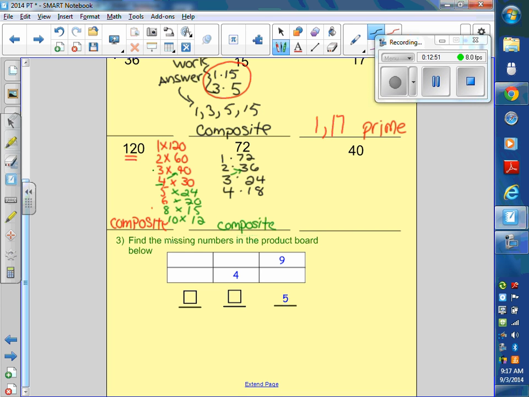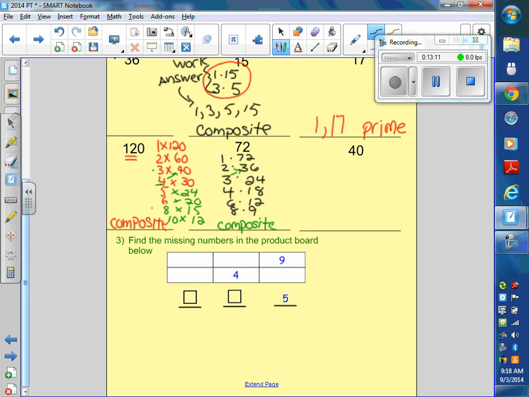5? Does 5 go into 72? No. Does 6? Yes. 6 times what? 12. Does 7? No. Does 8? Yes. How many times? 9. So is that going to be repetition? The next one would be 9, right? Yeah. So I have them all.